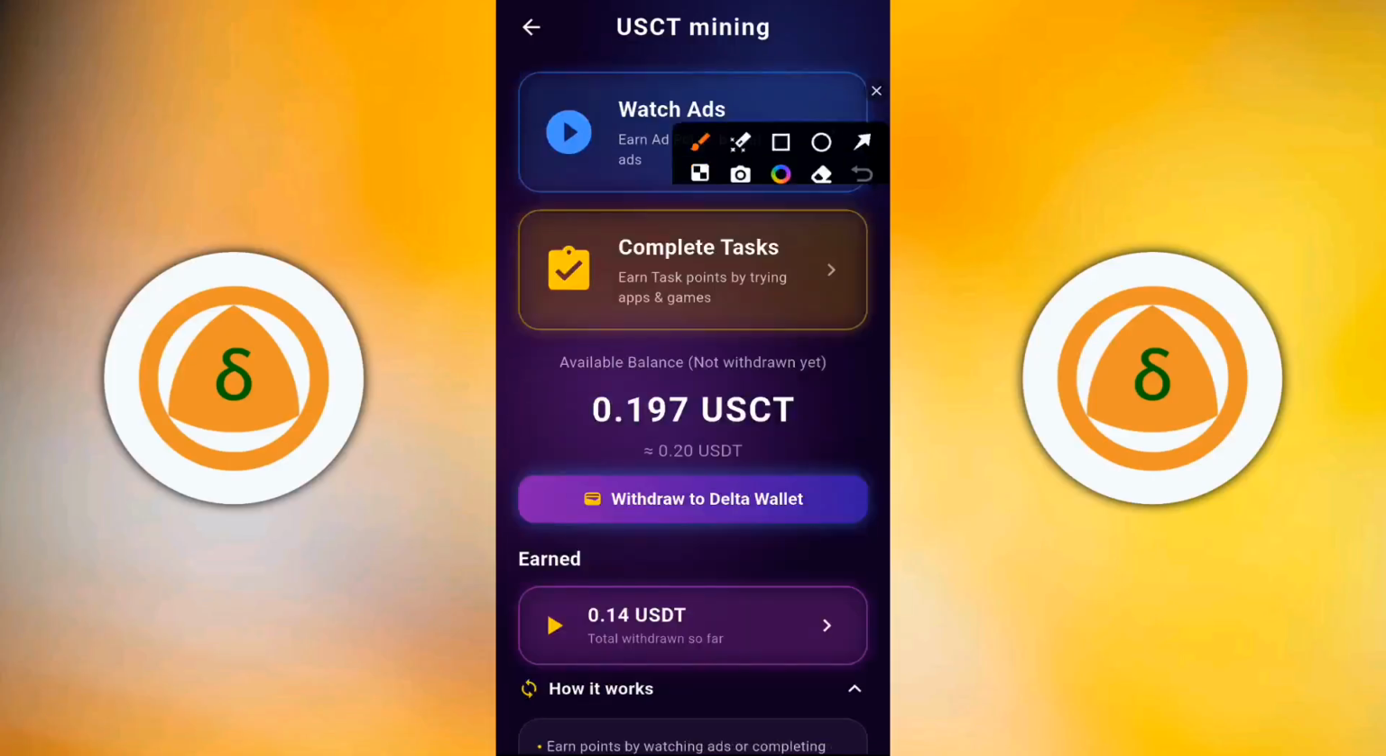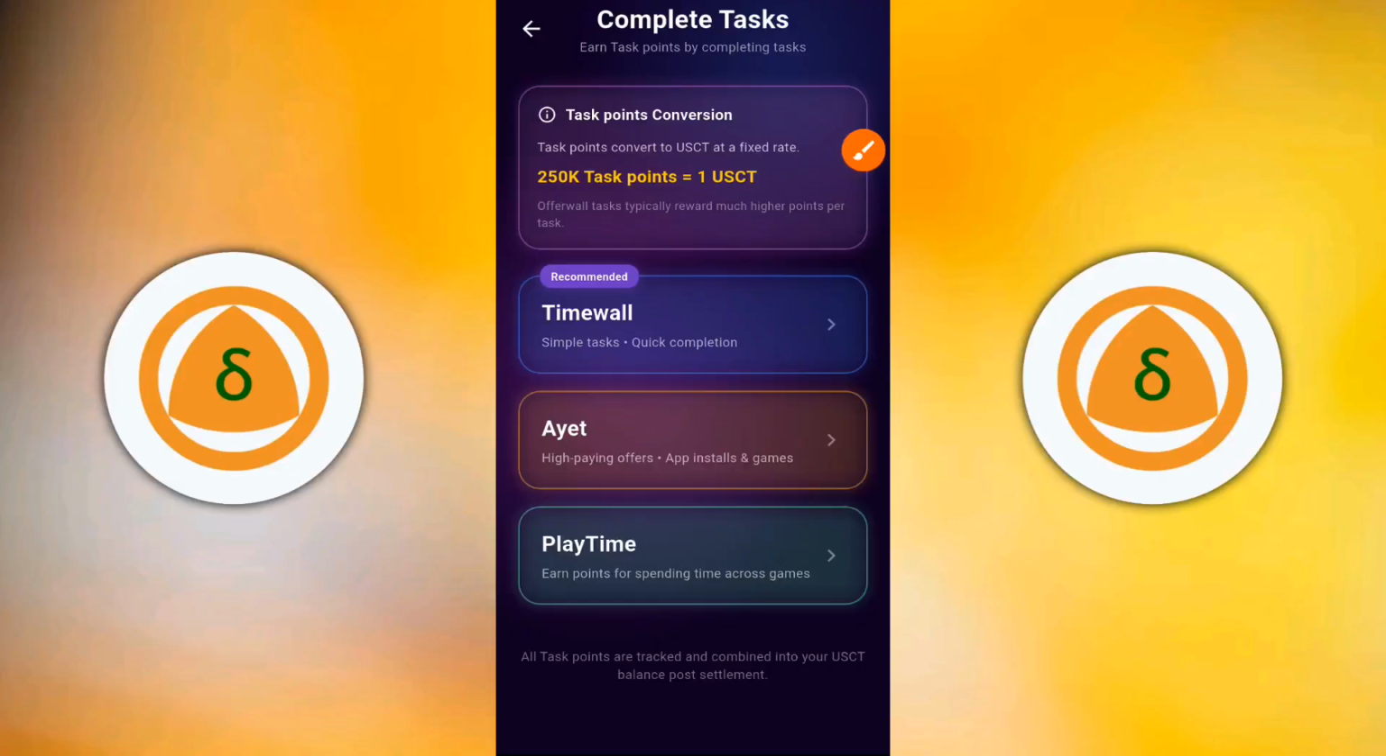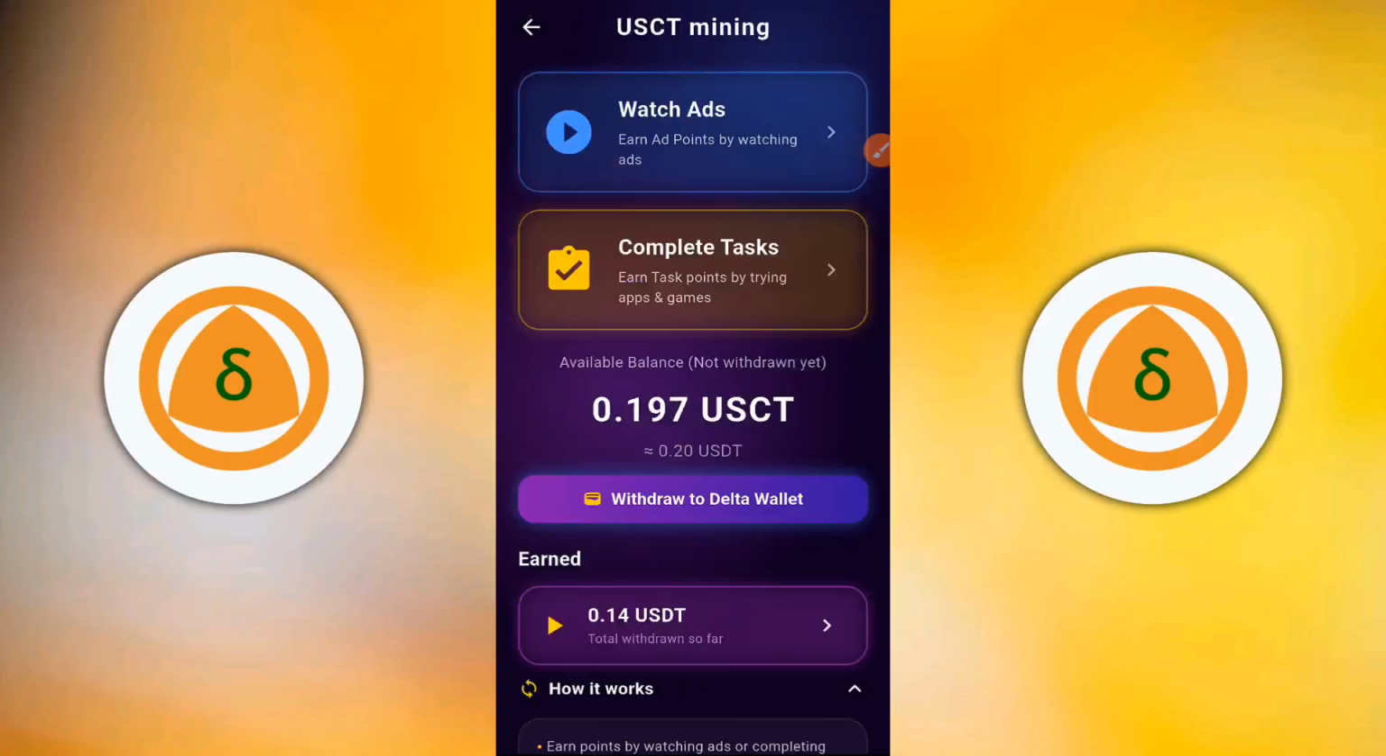So yes, I'm going to create a video on completing tax. This is going to be the part 2 of this very video, and we're going to be talking about the time war, the IET, the playtime. You're going to understand what all this is all about, because this is kind of a bit complex. I'm going to break it down for you guys so you can understand what this very tax is talking about.